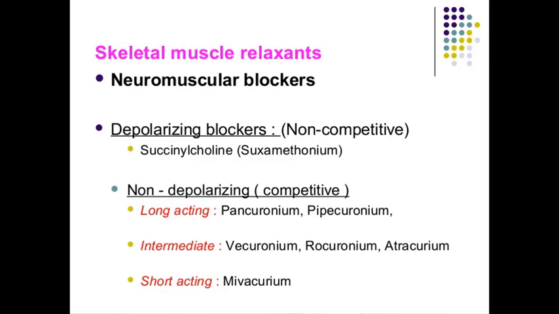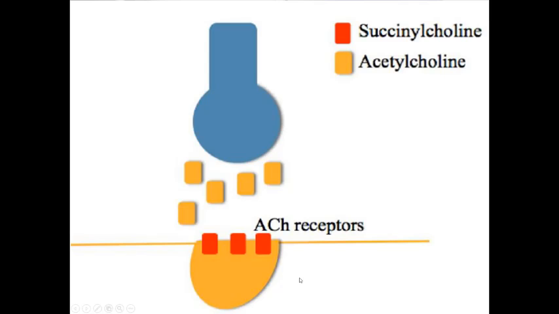Now, about the neuromuscular blockers. Neuromuscular blocking agents are basically divided into two classes, the depolarizing type and the non-depolarizing type. This division reflects distinct differences in the mechanism of action and reversal of blockade. Here you can see the acetylcholine molecule and this is succinylcholine. Succinylcholine is a depolarizing neuromuscular blocking agent.